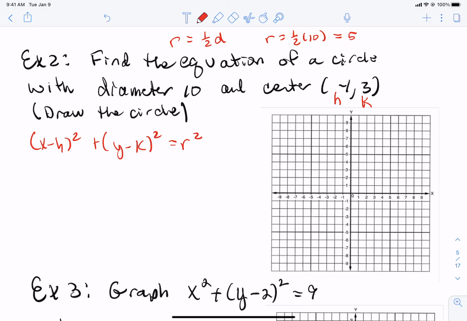So once we know our h and our k and our r, we just need to place it into the formula. So let's go ahead and do that. Our h is negative 1, so the formula, it's the opposite of h, so that's going to be plus 1. Our k is going to be the opposite of 3, which is negative 3. And our radius is 5, so that's going to be 5 squared.